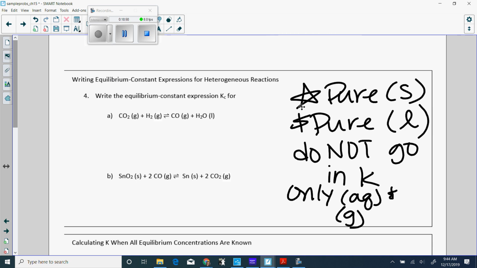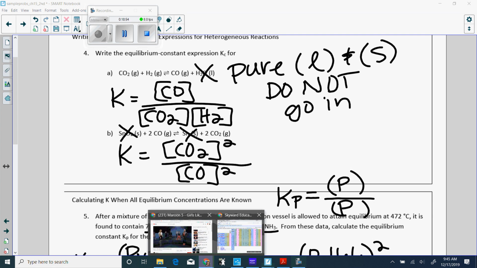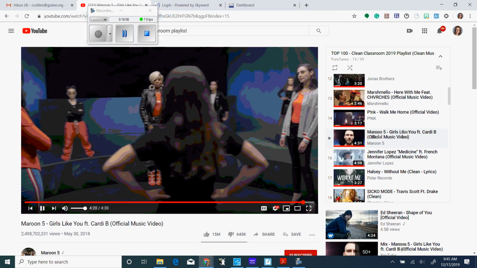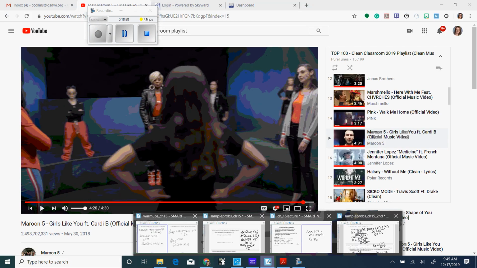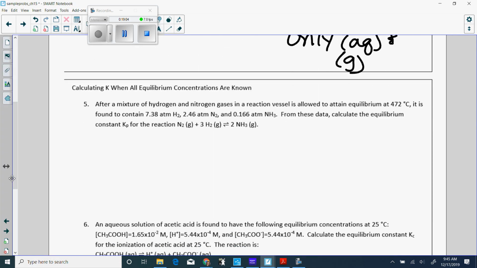Okay, so now do number 4 with your beta buddy. Okay, now do number 5. So for number 5, what you're doing is you're actually going to plug in numbers. Okay, so many words, paying attention to like what goes with what.